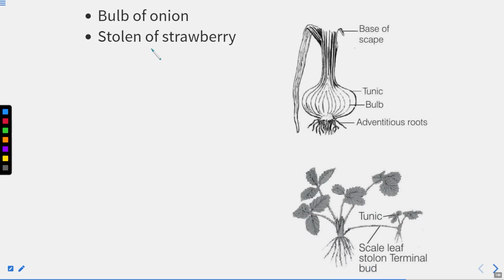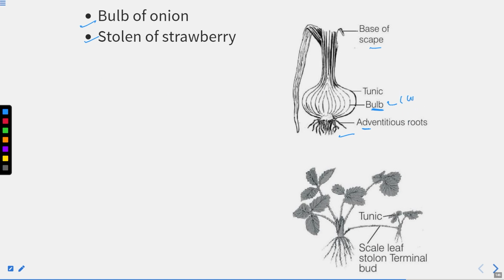Now, example, again, you can say bulb of onion and stolon of strawberry. Okay, so here you can see, this is the bulb present in the onion. And what is bulb? Bulb is an underground modified stem only. Here you can see adventitious roots. Adventitious roots are roots which develop from a region other than the radicle. Okay, here you can see base of the scape.